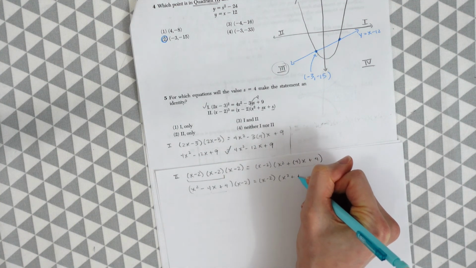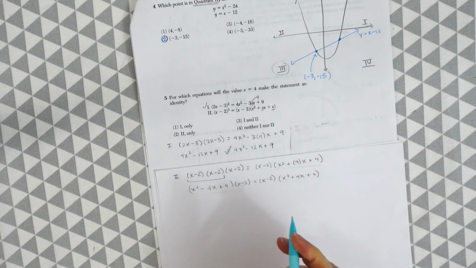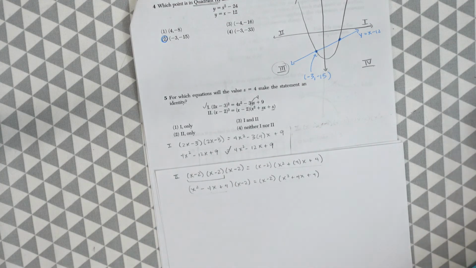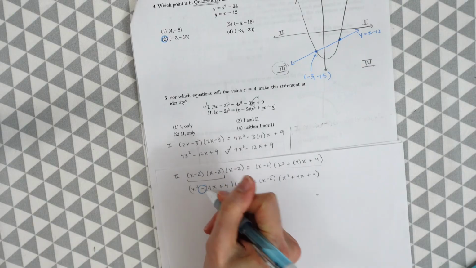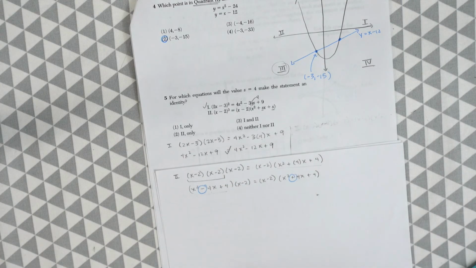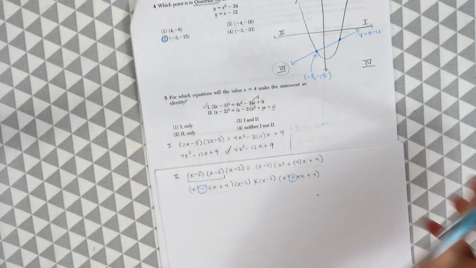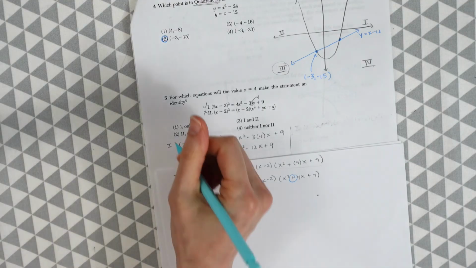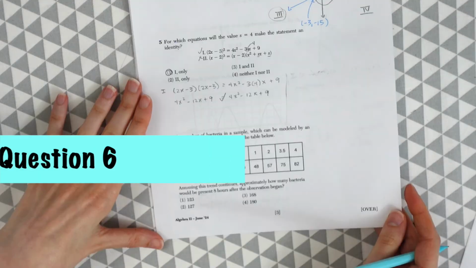So we have x squared plus 4x plus 4. Be really careful here because it almost looks like they match, but if you look closely, this has a minus sign and this has a plus sign, so they don't match. And choice 2 is not an identity, so only 1. So this is choice number 1.